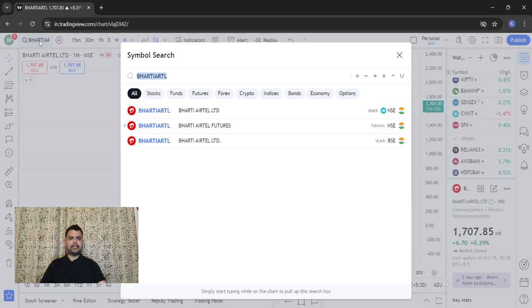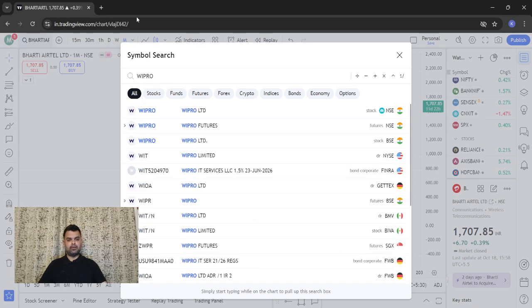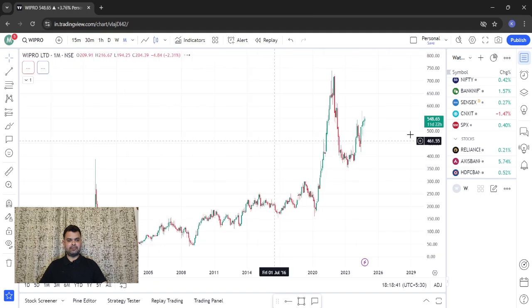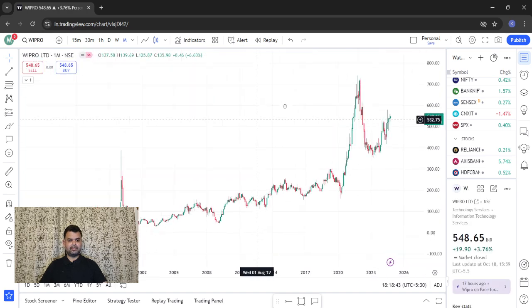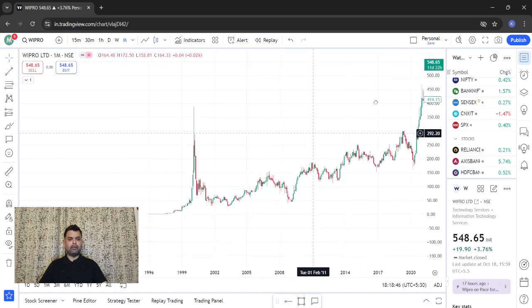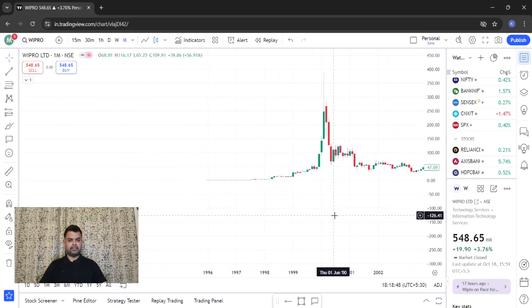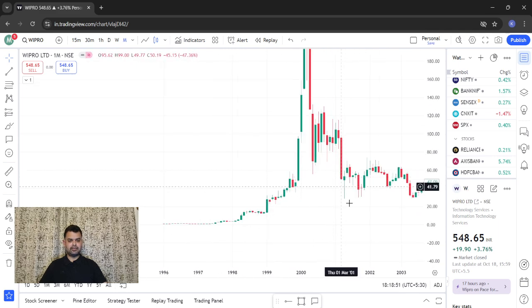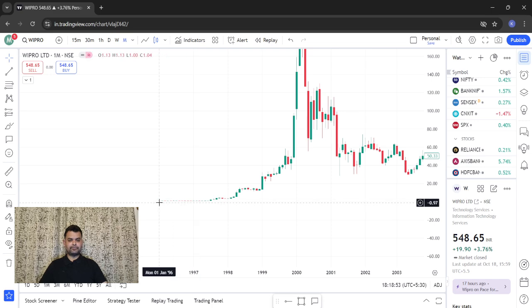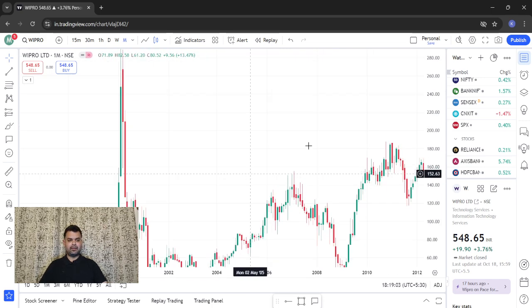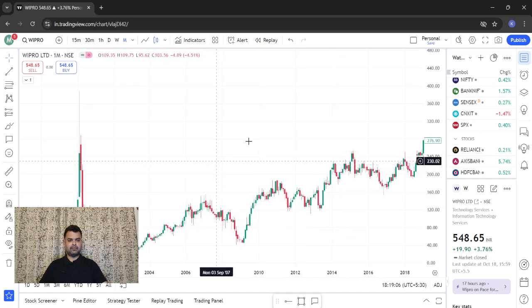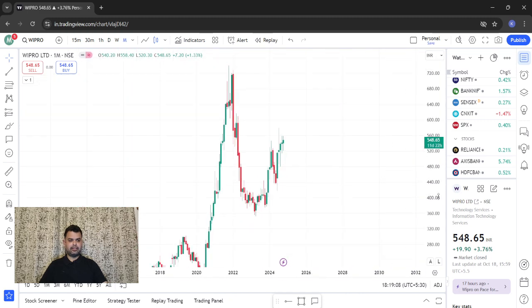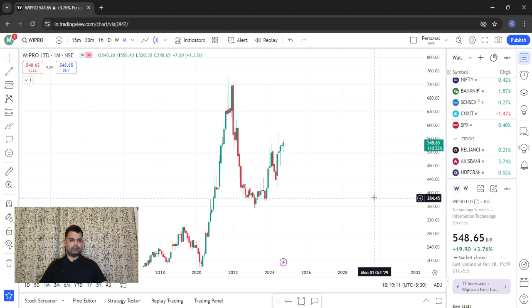So let's take an example of Wipro. If we go back to the previous data, as we can see in the chart, it got listed in Jan 1996 at 1 rupee 52 paisa, and today it is trading at 548.65.